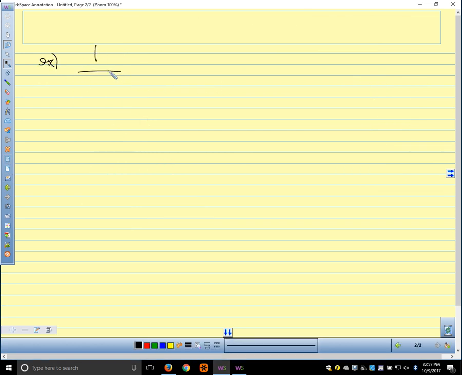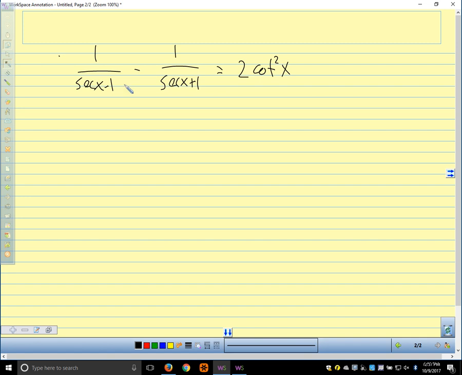1 over secant x minus 1 minus 1 over secant x plus 1. And we want to show that that equals 2 cotangent squared x. And I know that there were a couple like this where you worked on this kind of quantity in the homework last time. So it's pretty clear to me that the left-hand side is more complicated. Usually a side with fractions is going to be more complicated than a side without fractions. Fractions give you more stuff to work with. So let's work on the left.